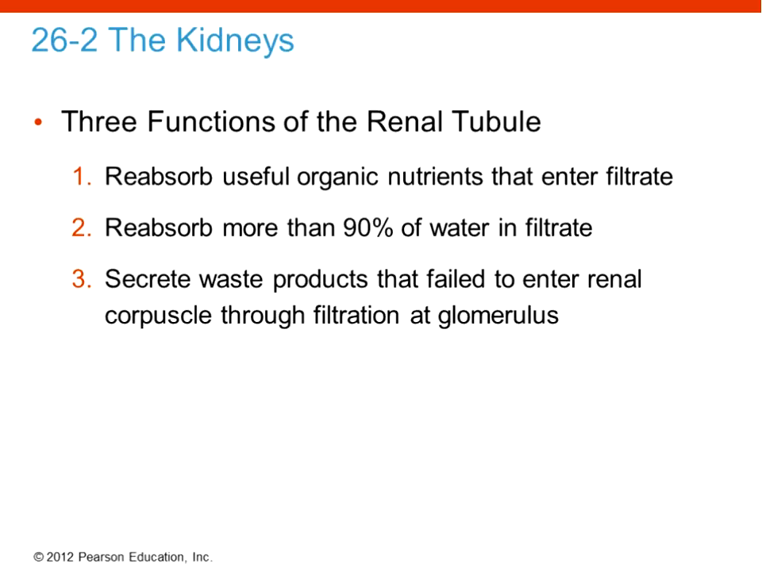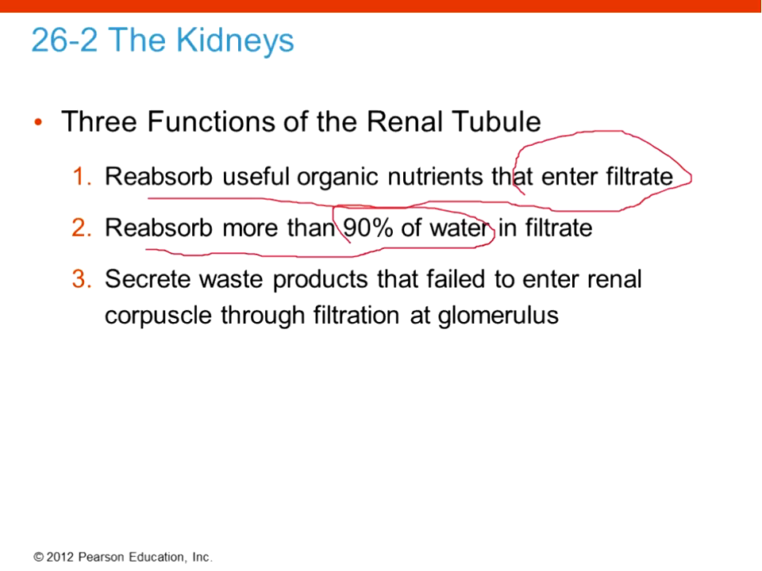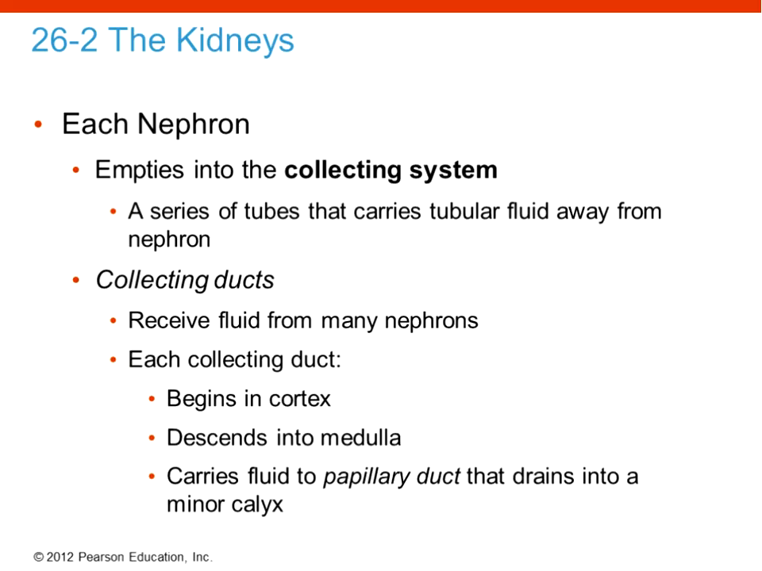So, three functions of the renal tubule. First, reabsorb useful nutrients that happen to enter the filtrate. If there are things the body can hold on to and use, it will reabsorb them in the renal tubule. Second, reabsorb more than 90% of the water, so you're only losing about 10% of the water that's initially used to produce the filtrate. And third, secretion of waste products that maybe didn't enter through that process previously at the glomerulus.